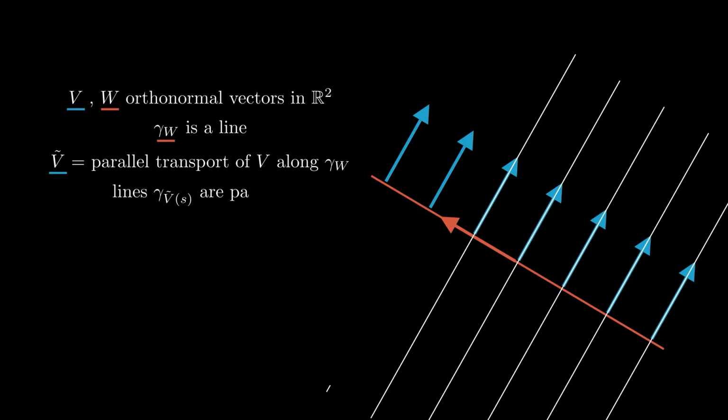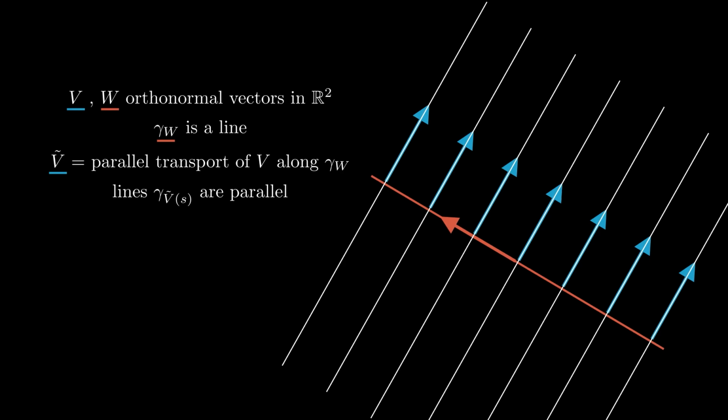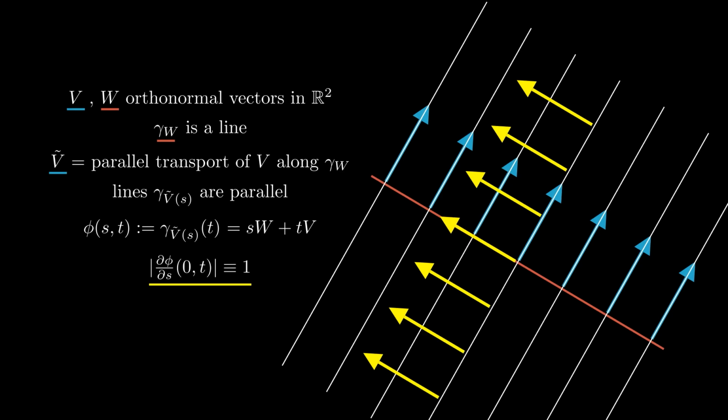When we take the geodesics with those initial conditions, we get a bunch of parallel lines. If we put them into a function phi, it will have this expression. Phi of st is sw plus tv. The derivative of phi with respect to s at 0t is w, whose length does not depend on t, reflecting the fact that these lines are parallel.